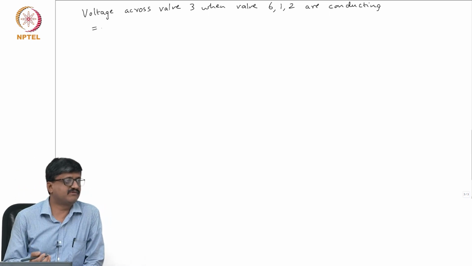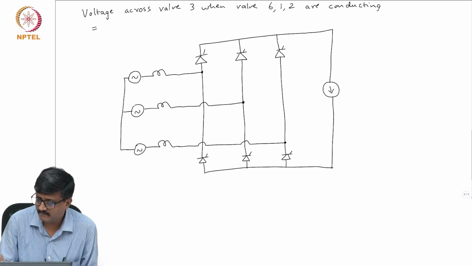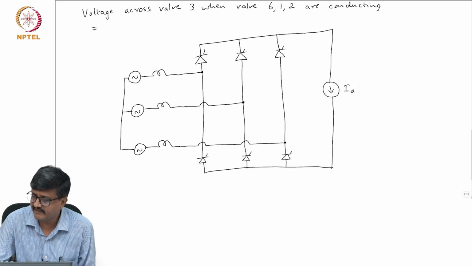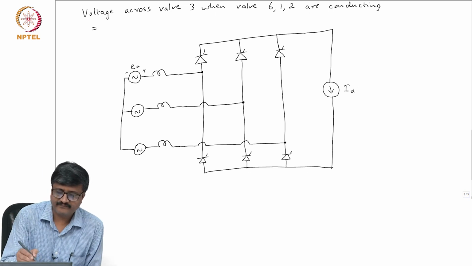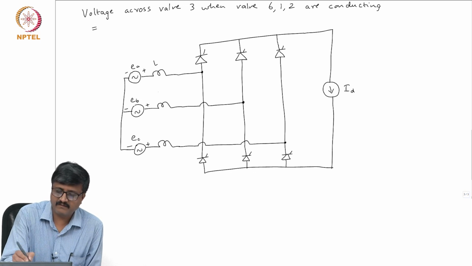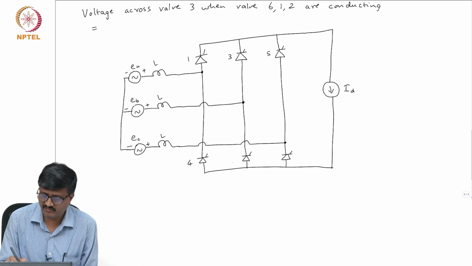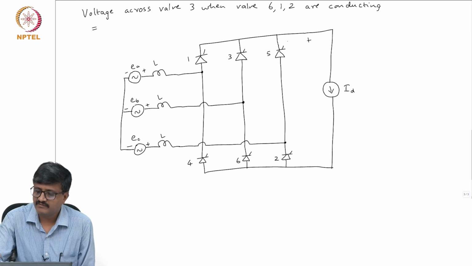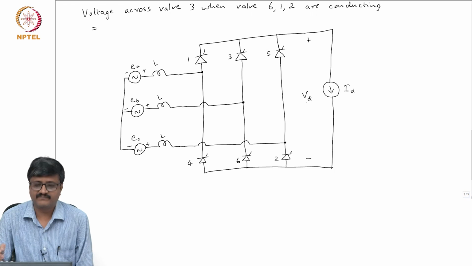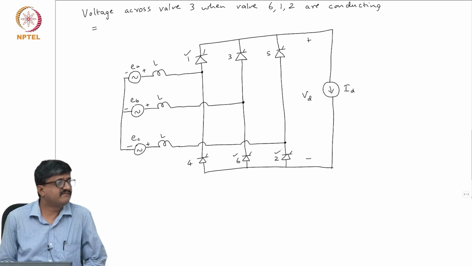So, one has to look at the circuit. Let me draw the circuit. So, this is a constant current ID, EA, EB, EC, L, valves 1, 3, 5, valves 4, 6, 2. So, this is VD. So, 6, 1 and 2 are conducting. What is the voltage across valve 3?